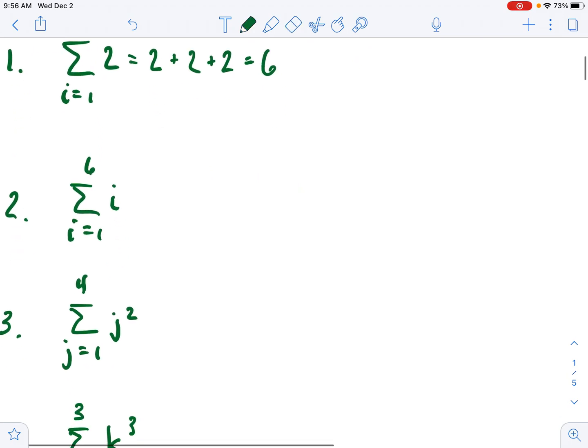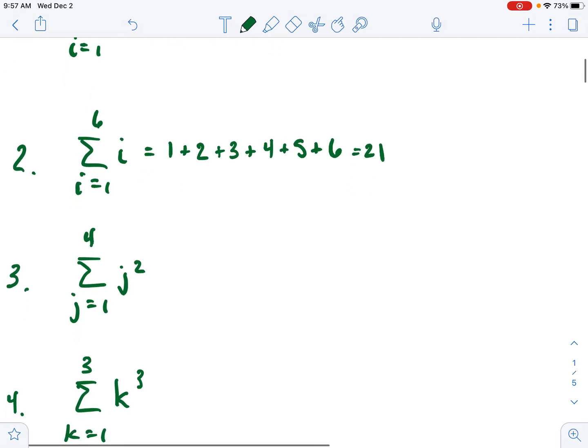In the next one we have i going from 1 to 6 of i, so I'm going to sub in 1 for i, then 2, then every number all the way up to 6. If we add that up, we would get 21. So the summation as i goes from 1 to 6 of i is 21.